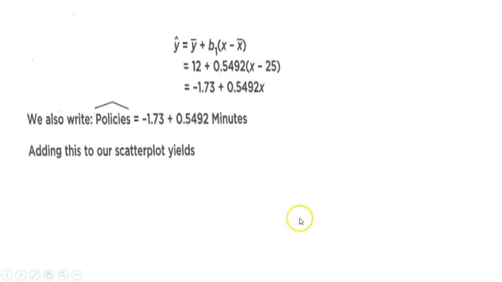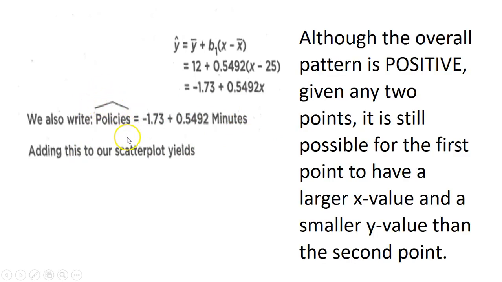So, take a look at this. That is one way that we told you that you could write the regression line, as point-slope. That's 12. There's your slope. All right. There's your x value, right? And then they take it through, and then they combine to get this. It says we also could write policies equals, because that's what we're trying to figure out. Policies is your y's, and the minutes were your x's. So adding this to our scatter plot, that's why that's there. It's a predicted equation.